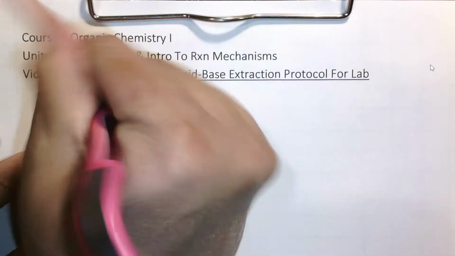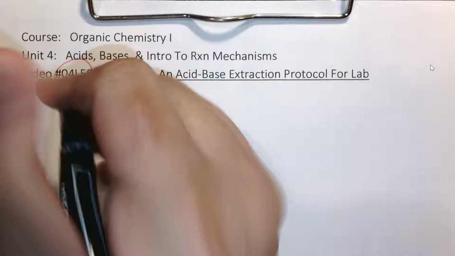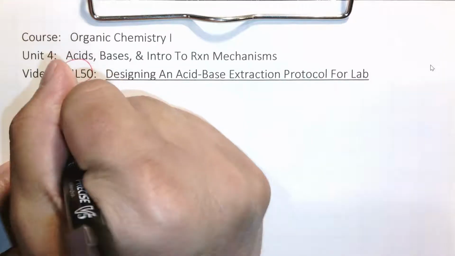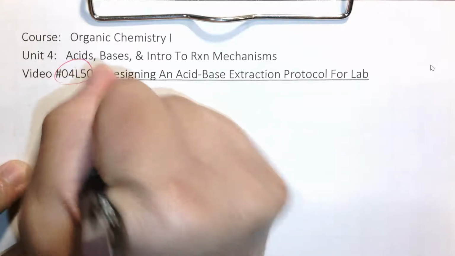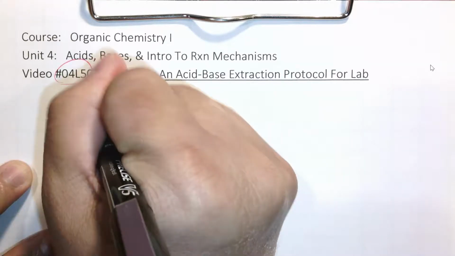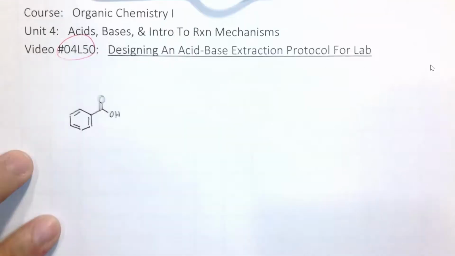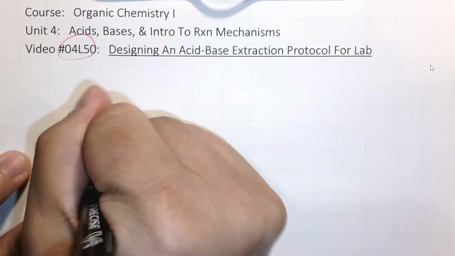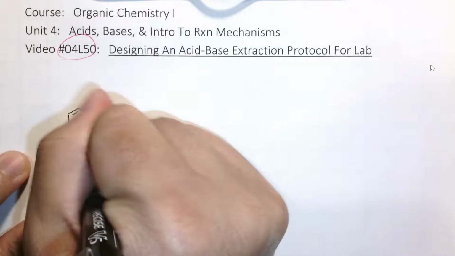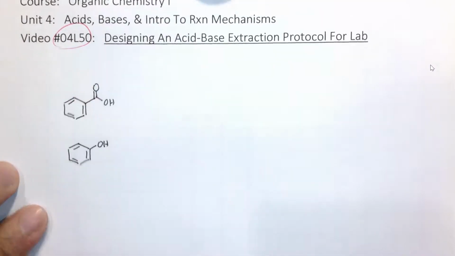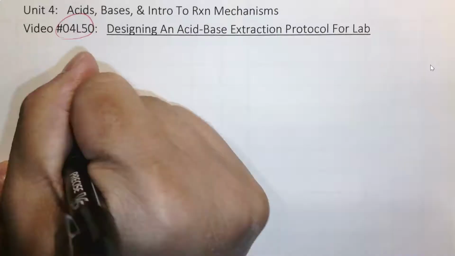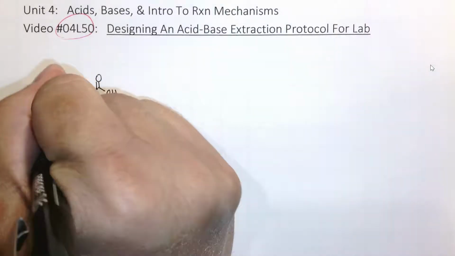The three molecules we'll be working with are all soluble in chloroform. First one is a carboxylic acid. Specifically, it's benzoic acid. The next one will have a phenol group, but also I'm going to put an amine.